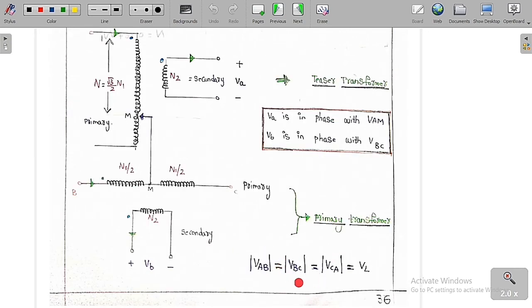Now, as I have already told you, we are going to give a balanced supply. Therefore, the magnitude of VAB is equal to the magnitude of VBC is equal to the magnitude of VCA is equal to VL, because the supply line voltages are always the same.